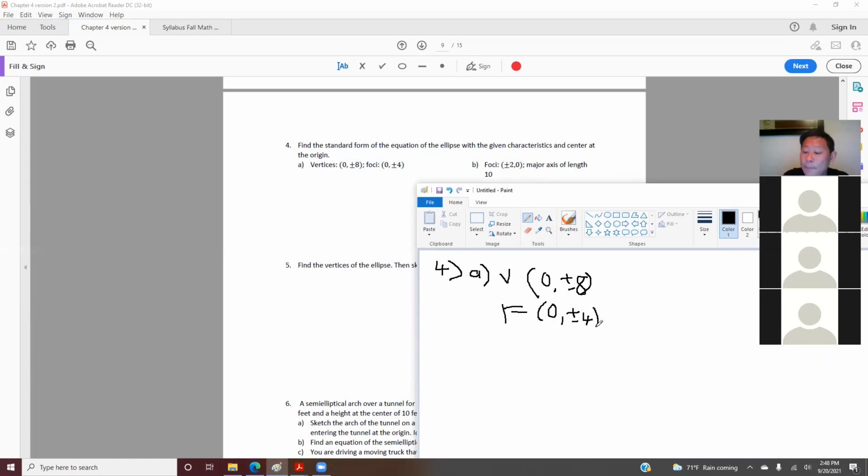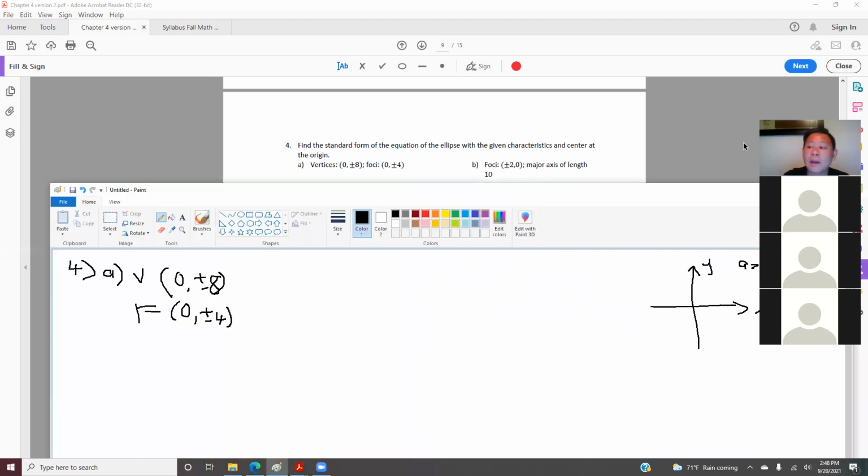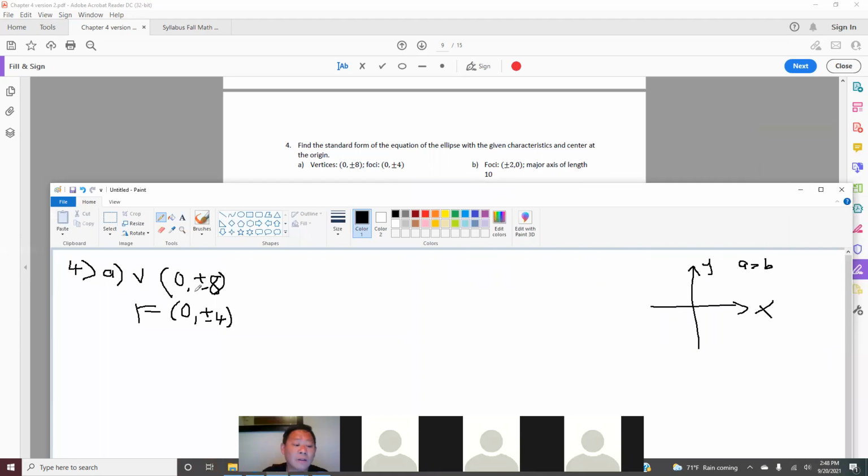So the first thing, as with the parabola, you need to figure out: are they horizontal or vertical? So how do we figure that out? You plot this on your axis. If everything lies on the x-axis, then this will be horizontal. If your vertices and your foci lie on the y-axis, then this is vertical. So can you guys tell where 0, plus minus 8 is? Is 0, 8 located on the x or on the y-axis? The y. So it's right here, right?